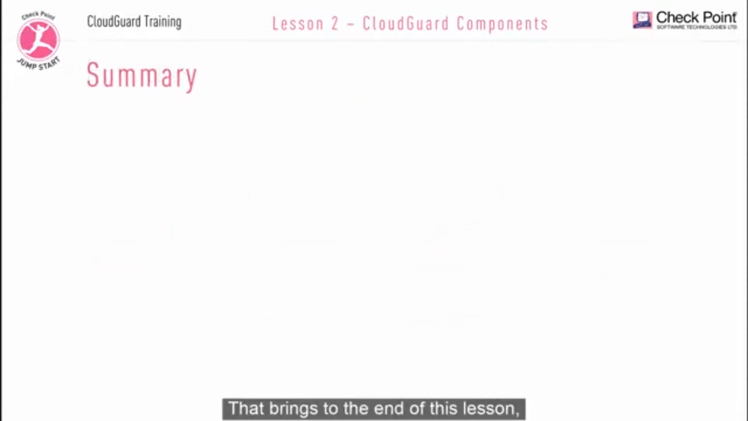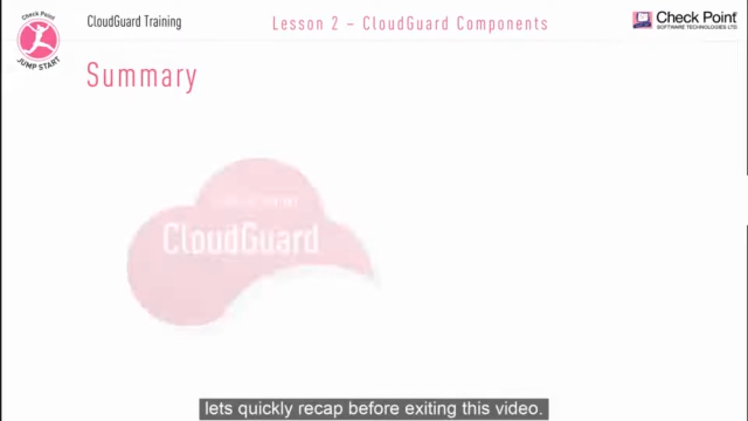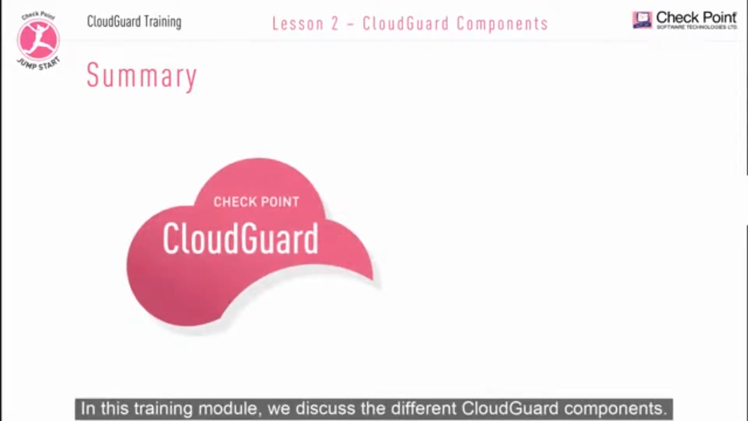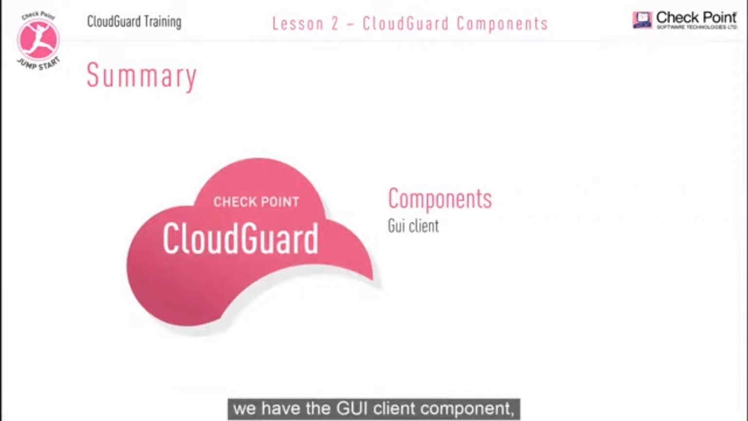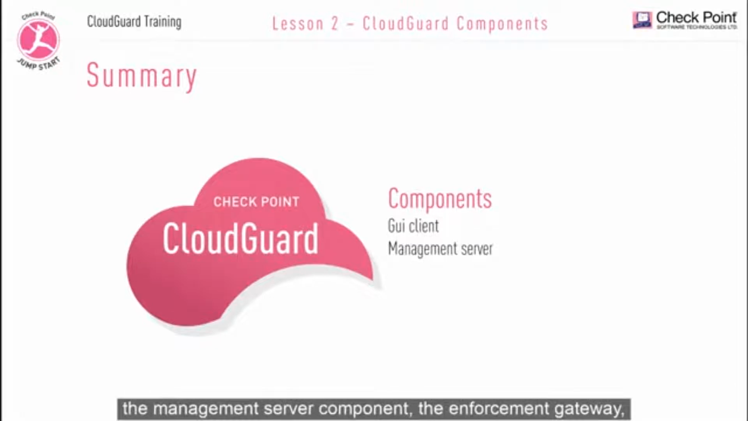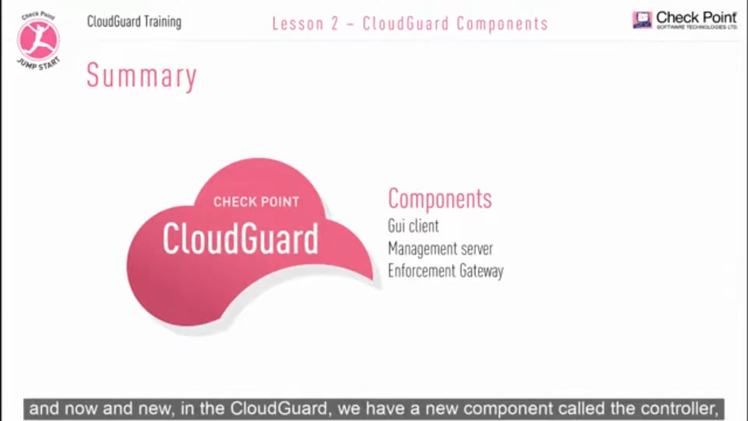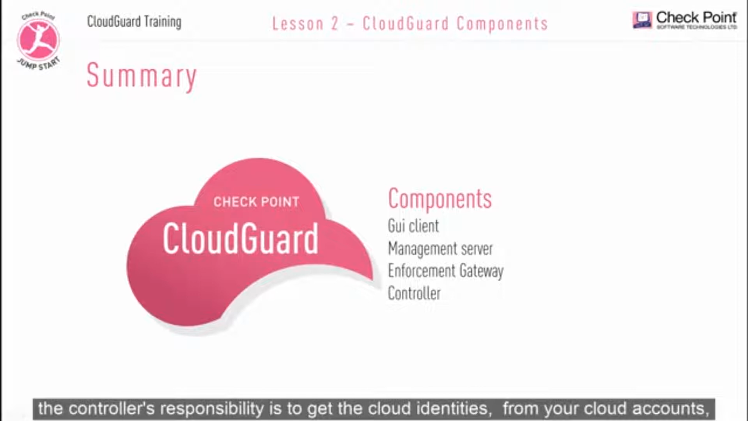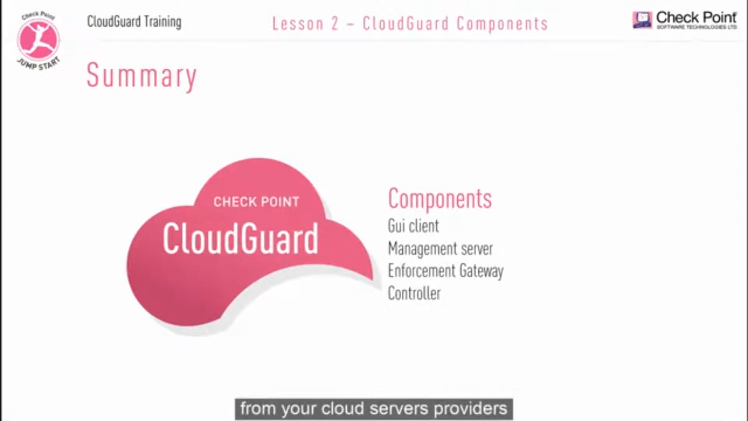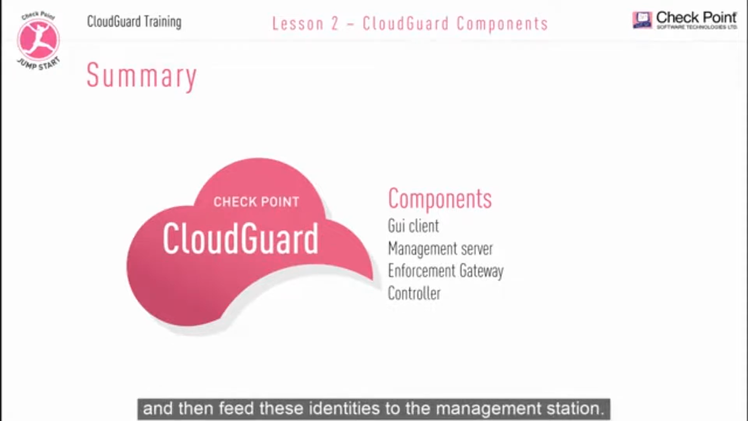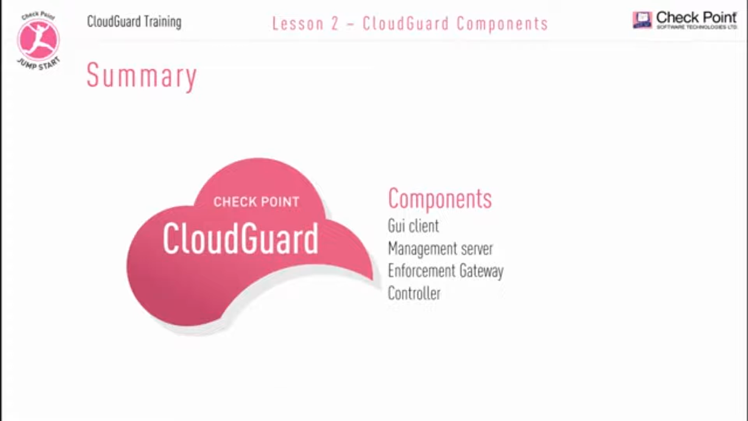That brings us to the end of this lesson. Let's quickly recap before exiting this video. In this training module, we discussed the different CloudGuard components. We have the GUI client component, the management server component, the enforcement gateway, and now in the CloudGuard, we have a new component called the controller. The controller's responsibility is to get the cloud identities from your cloud accounts, from your cloud service providers, and then feed these identities to the management station. And then the administrator can use these cloud identities in the policies and rule base.